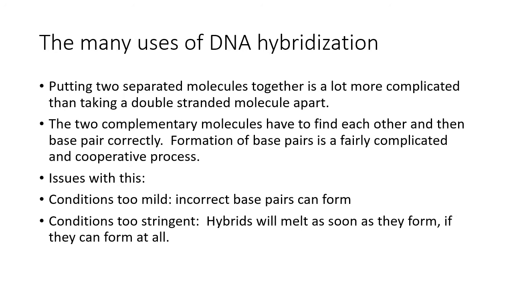So, the many, many uses of DNA hybridization. There are a lot of more complicated things happening if you think about these two molecules floating around in solution trying to make base pairs with each other. So it's a more complicated situation mechanistically, really. They have to find each other and then base pair correctly, and it's a fairly complicated and cooperative process. The issues: if conditions are too mild, you could have incorrect base pairs forming. If conditions are too stringent, the hybrids will melt away as soon as they form. So you want to have something which is perfect, if possible.